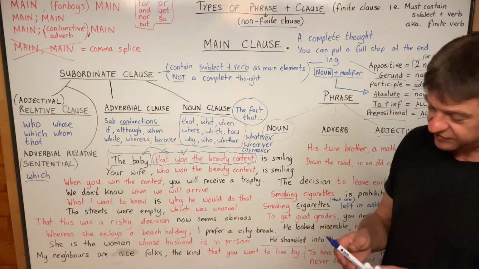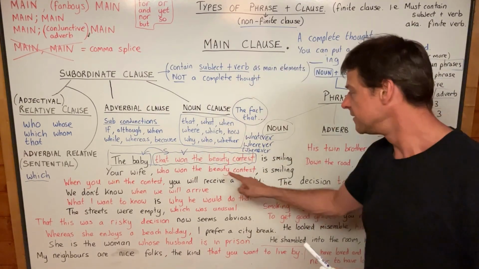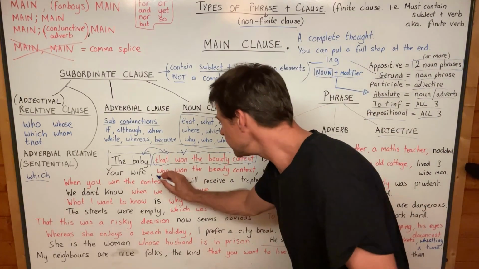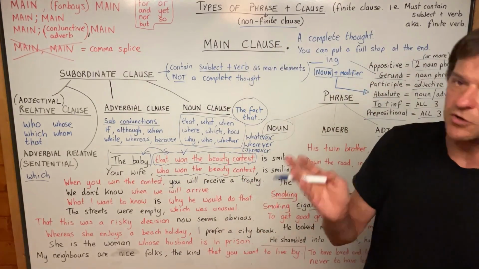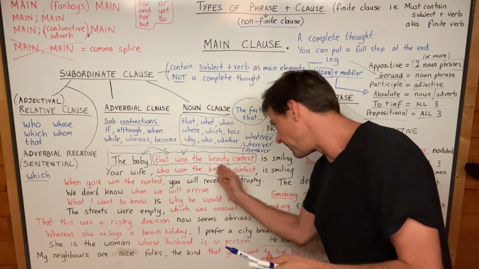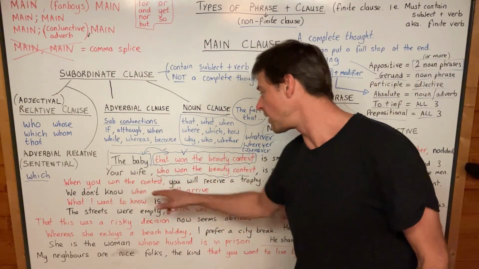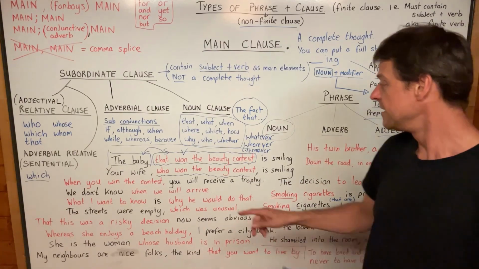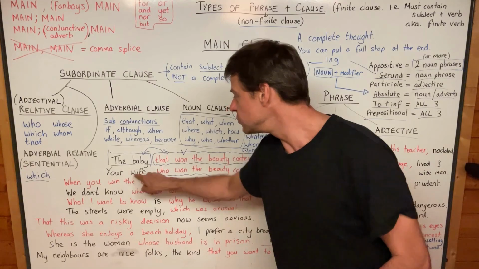We've got something very similar on the next one, and I just wanted you to compare the defining relative clause with the non-defining relative clause, which is why I have commas. Your wife, comma, who won the beauty contest, comma, is smiling. Same thing again: your wife is smiling is the main clause, but the non-defining relative clause describes your wife.